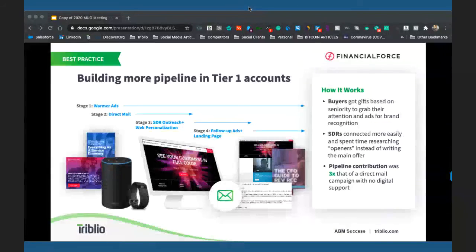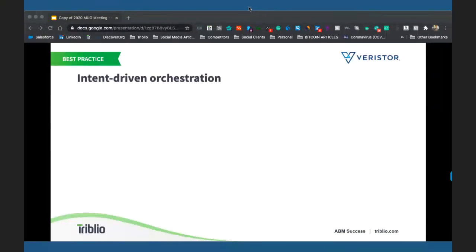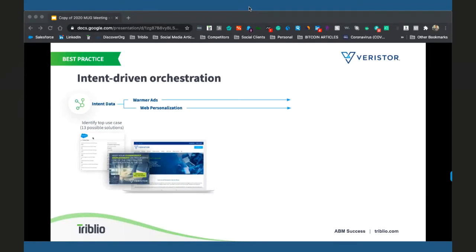Where they're actually pushing people back to the various digital properties so that they see these personalized web experiences. Now, for organizations that don't have a tier one account list, but still want to do ABM and have more of a looser classification of where their accounts may fall in a priority list, we can actually use intent data to drive their campaigns.